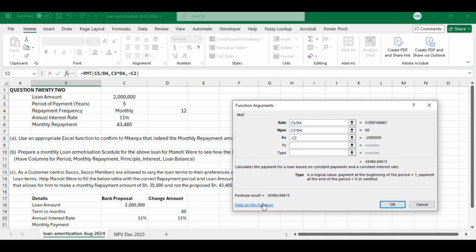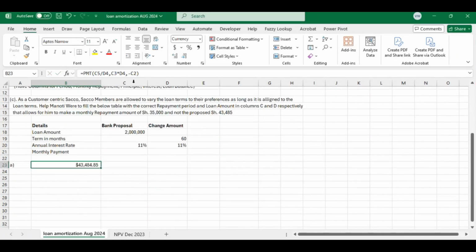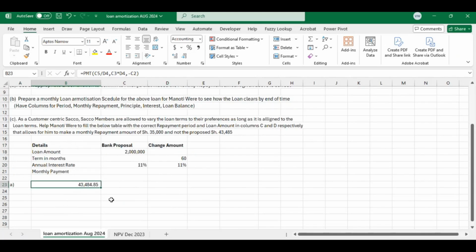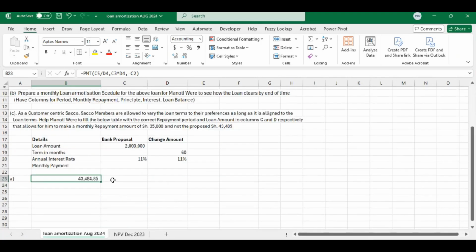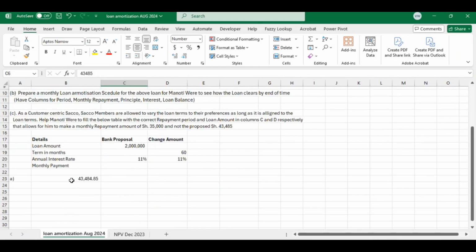So after getting this, we just say okay, and you can clearly see that even before we say okay, this value is exactly what we want. So we just say okay, and we can get rid of the dollar sign, so that using the payment function, the loan monthly repayment is 43,484.85, which is exactly what was there. So we can confirm that the monthly repayment to Kenya is actually correct.